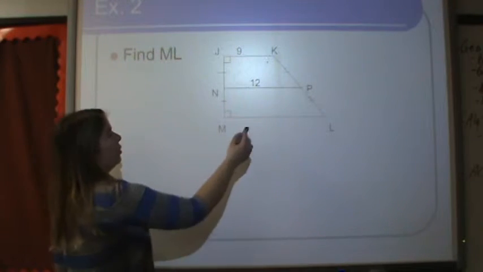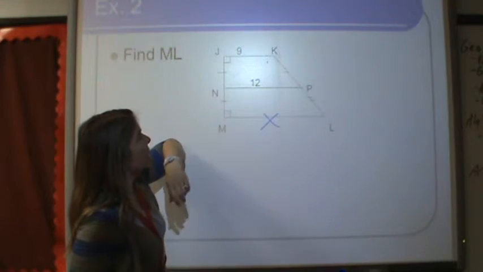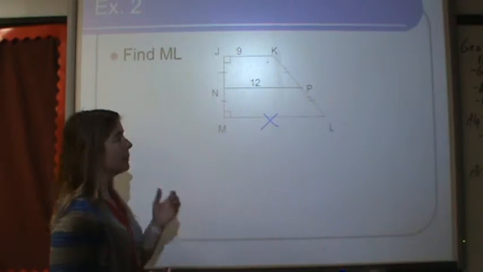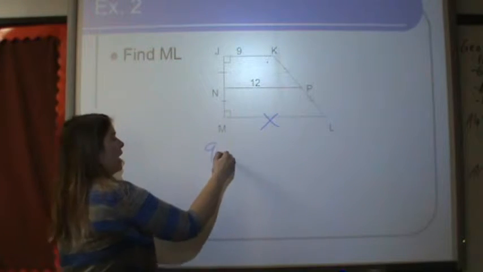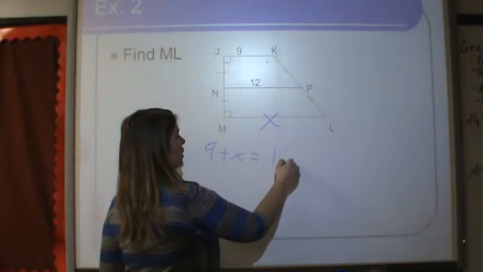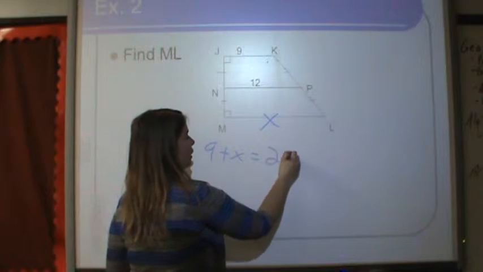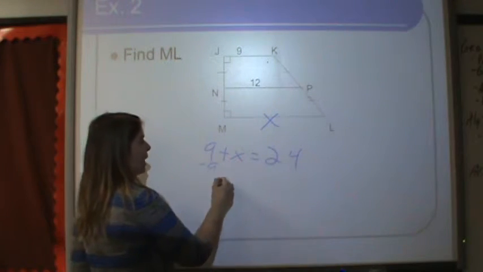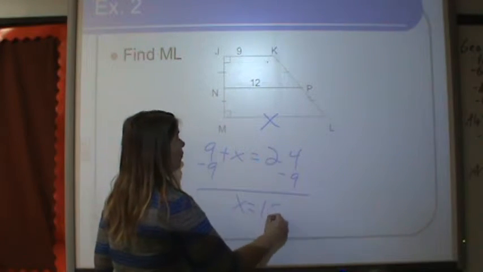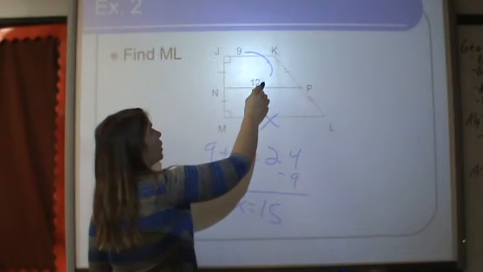Now, one nice thing that we know, if we're trying to find ML down here, I know if I take these two, add them together, divide by 2, I'm going to get this measure. Well, if we think about it the opposite way, we know 9 plus x is going to have to equal twice this amount, which would be 12. I'm sorry, twice the 12 would be 24. So I can subtract 9 from both sides, and x equals 15.